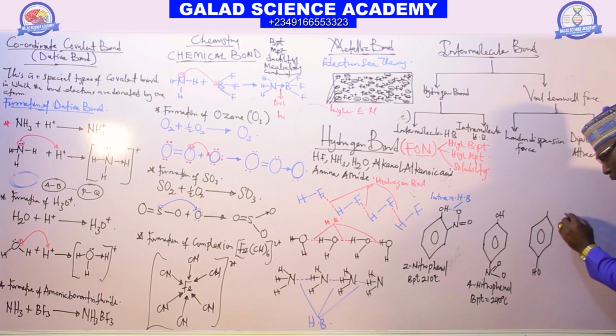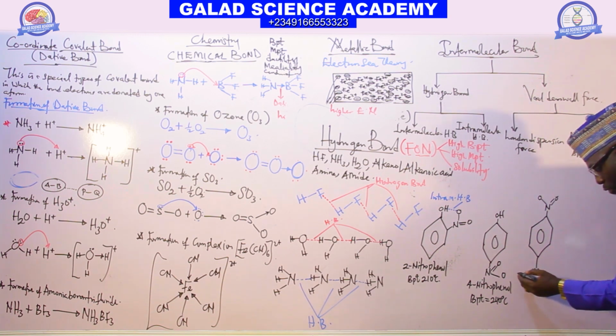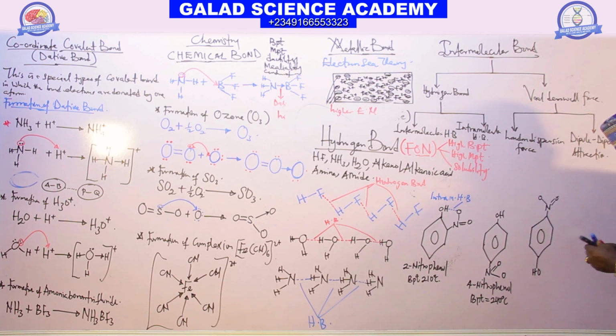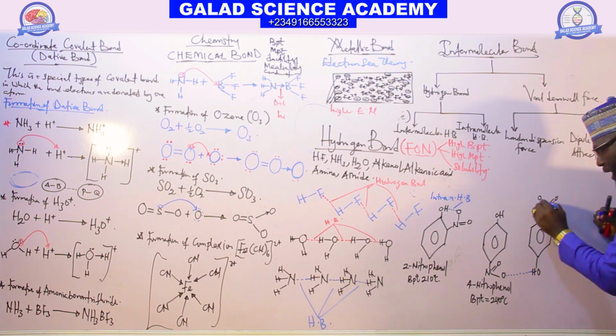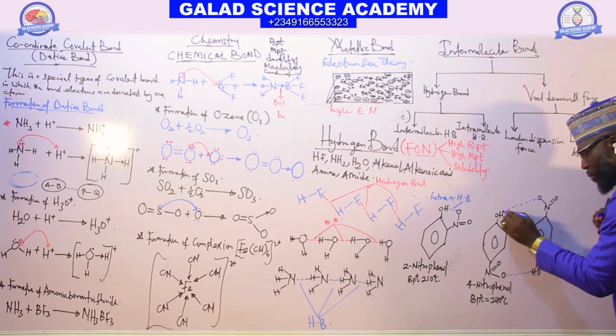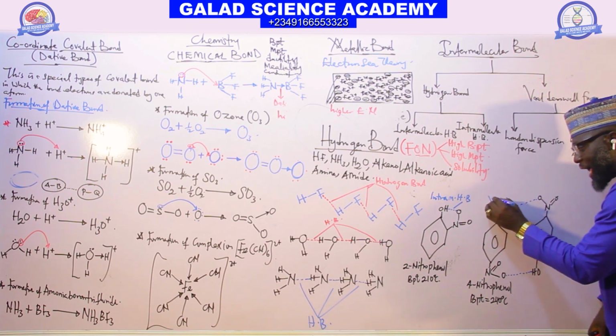Ho, and we have what? No, like this. Can you see it now? This one will form its own bond with this, and this will also form its own bond with this. So you can see that this hydrogen bond here occurs between two molecules. So this kind of hydrogen bond we have here, we call it what?